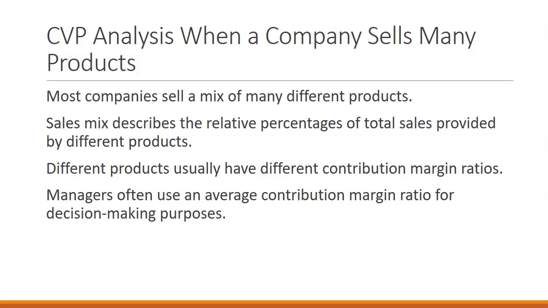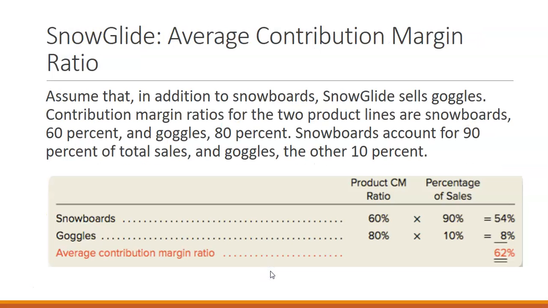And in order to simplify our analysis, because remember right now, it's just analysis based on assumptions and estimates. It's not a perfect analysis. It gives us information to help us make decisions. So when we have multiple products, we need to average what that contribution margin ratio is.